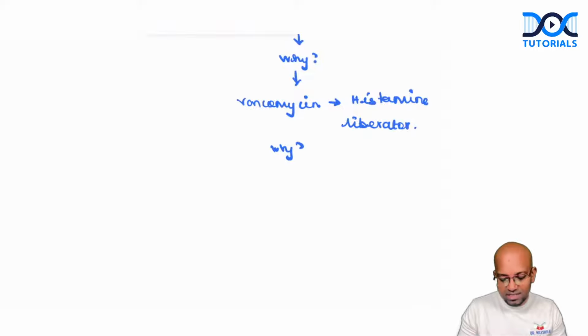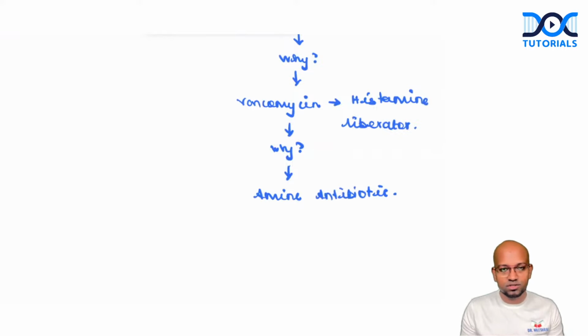And again, why is it releasing histamine? Because vancomycin is an amine antibiotic. Not only vancomycin, any amine antibiotic for this reason will be named a histamine liberator, which means it will be releasing histamine, thereby leading to hypersensitivity reactions.